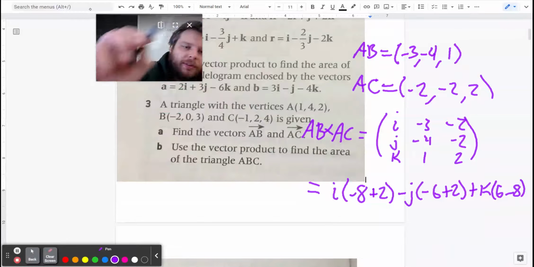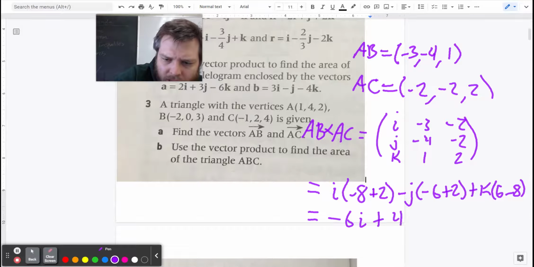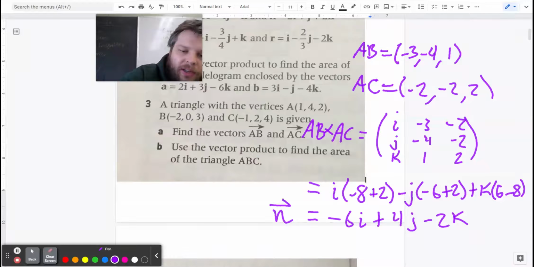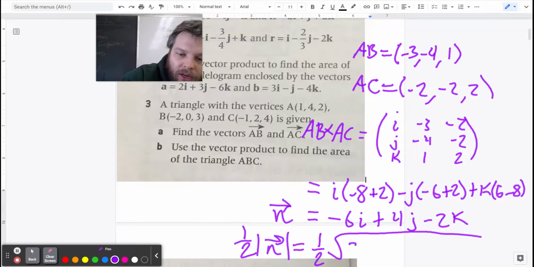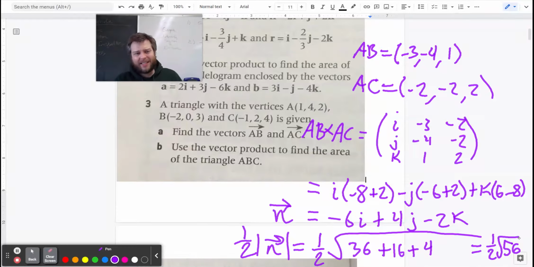All right, let's move the face out of the way. And then what do we get? So I guess that becomes -6i, +4j, -2k. That is the normal vector. So the magnitude of the normal vector, and it's a triangle, almost forgot. So 1/2 the magnitude of the normal vector is 1/2 times the square root of 36, because that's 6 squared, plus 16 plus 4, which gives us 56. Doesn't really come out to be something super nice. So 1/2 times the square root of 56. Now that is the correct answer.